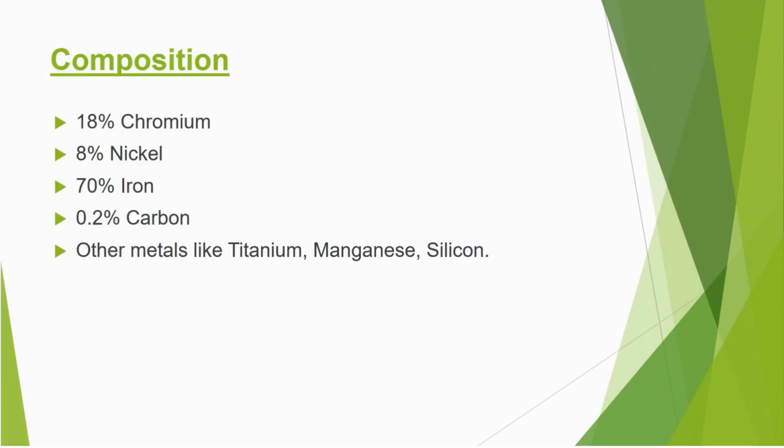Composition of stainless steel wire. It contains 18% chromium, 8% nickel, 70% iron, and 0.2% carbon. It also contains other metals like titanium, manganese, and silicon.